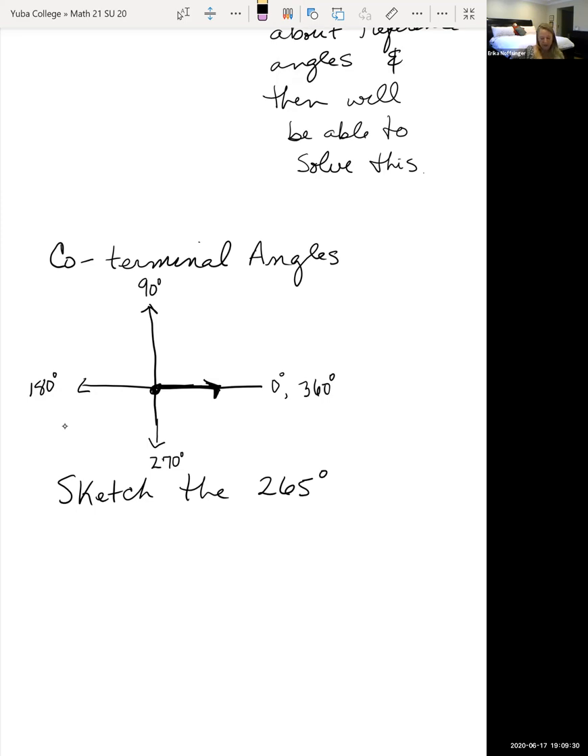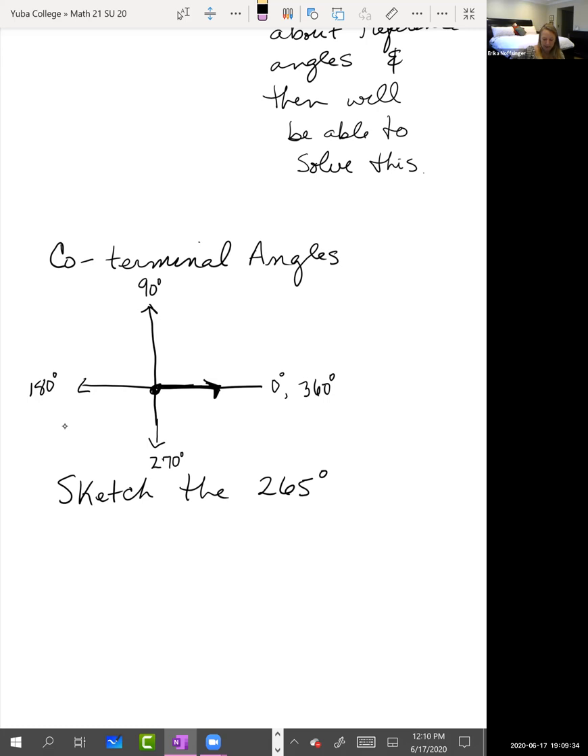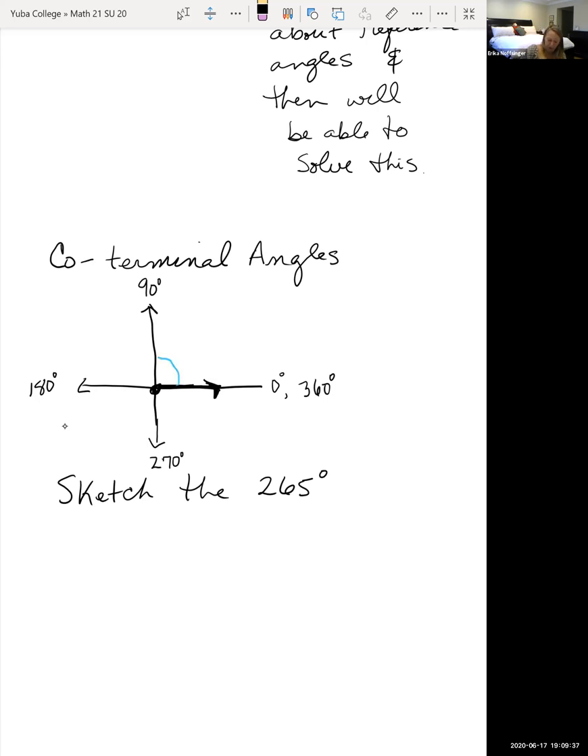265 degrees. So if I start at 0 and I rotate, this is 90 degrees. I need to go further down to the negative x-axis, that's 180. Well, 265 is 5 degrees shy of this 270, so you're just going to estimate it. And our angle would be right here.